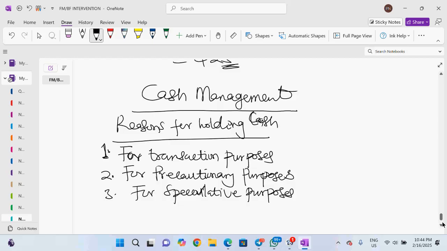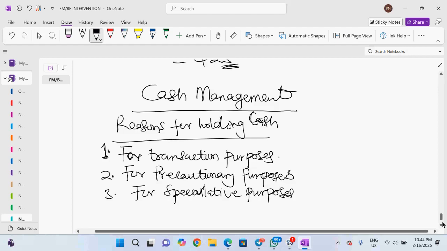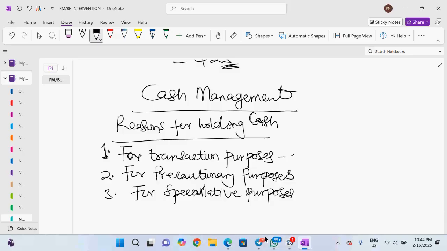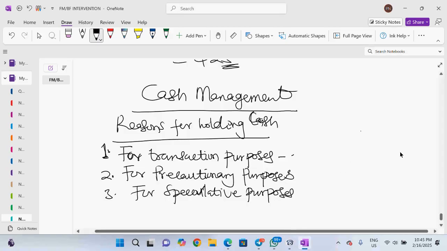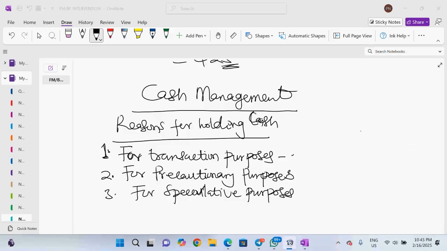So yes, for transaction purposes, we hold cash to be able to pay our expenses and settle our debt, to pay our short-term debt. That's the reason why we need to hold cash, for transaction purposes: expenses and settling our debt.